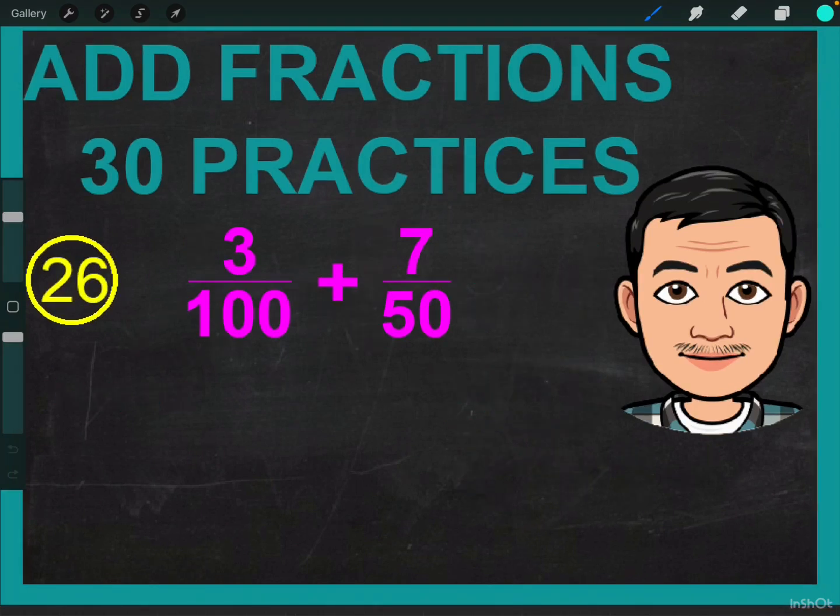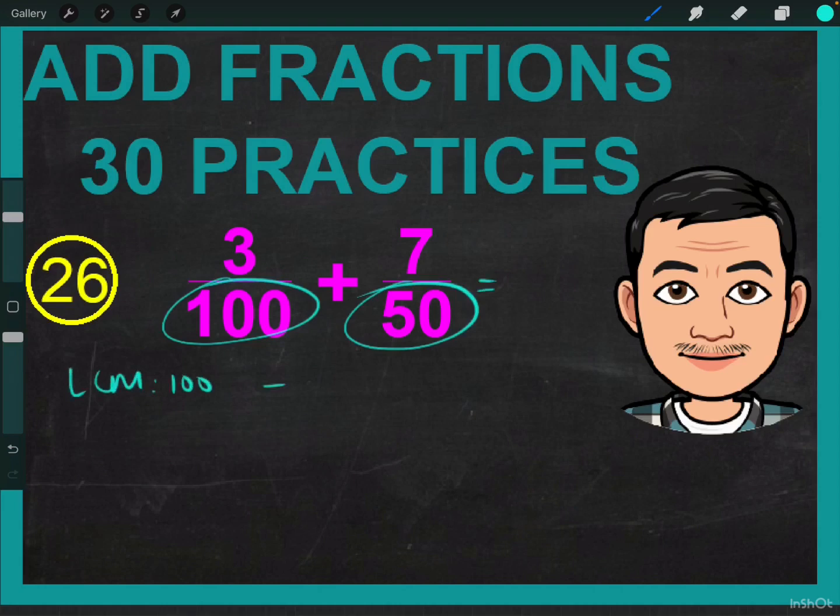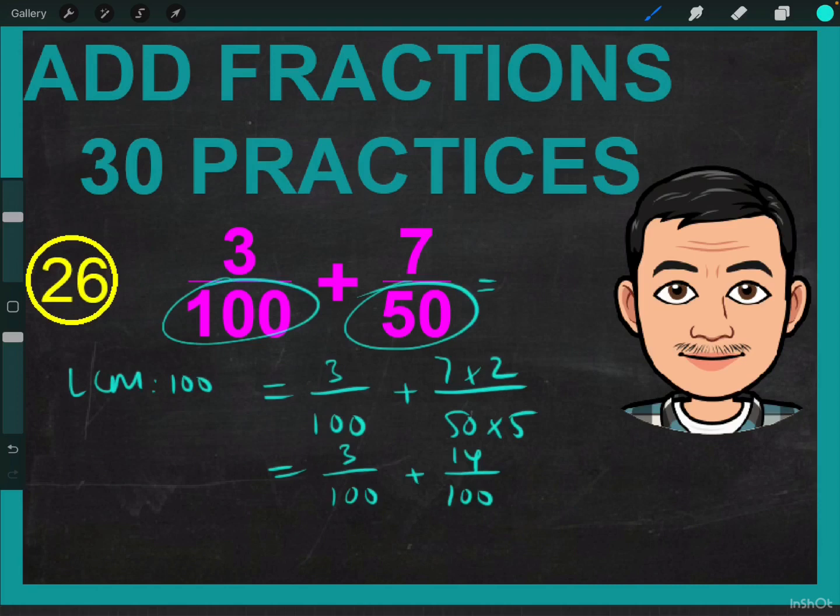Bracket number 26, we have two fractions with different denominators, 100 and 50, and we can see that 100 is double 50, so the LCM is 100. Now we convert the first fraction. We don't need to do anything, we just keep it the same, and the second fraction we times 2 for 7, and also we times 2 for 50. So we got 3 over 100 plus 14 over 100. Now they have the same denominator, so we give it 100, and on the top we have 3 plus 14 is 17. That's the answer.